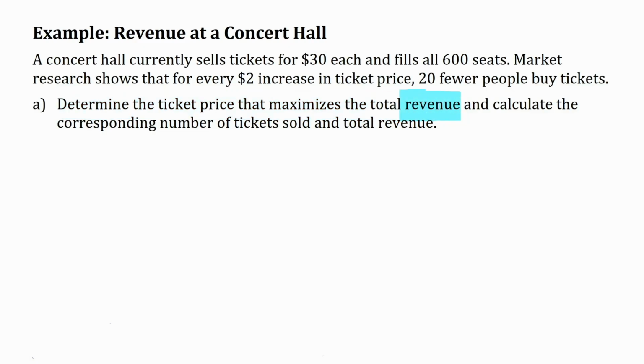Revenue refers to the money you take in as a business before you've subtracted anything for costs. It's just the money you get from customers, so here it's just the money they get from selling these tickets. Once we've determined the best price, we're going to calculate how many tickets we can expect to sell and then what our expected total revenue is.